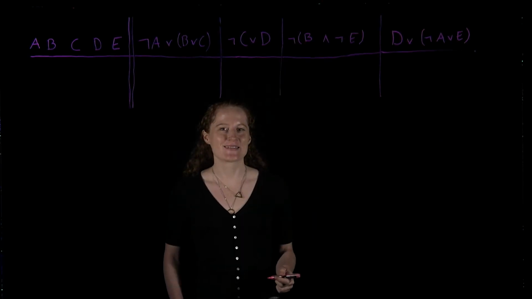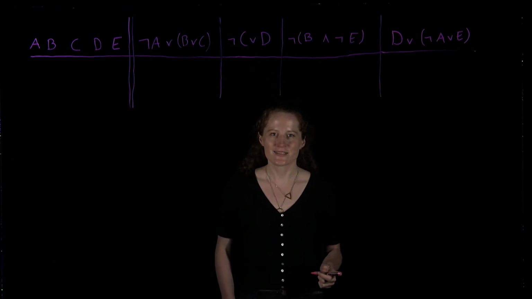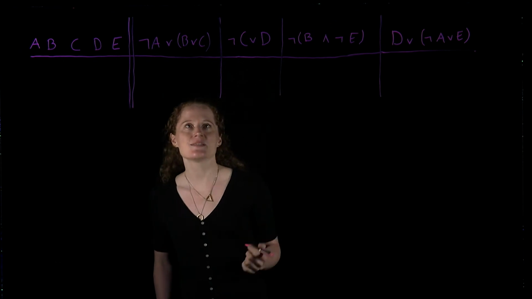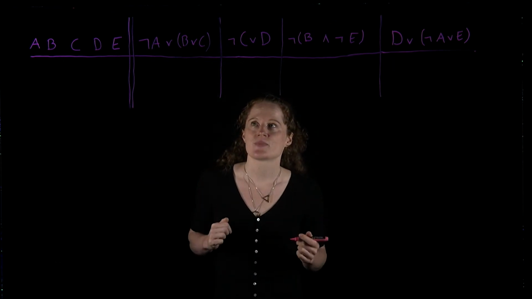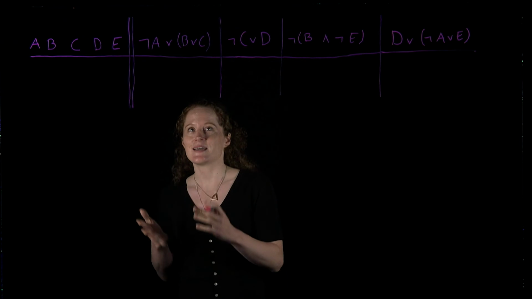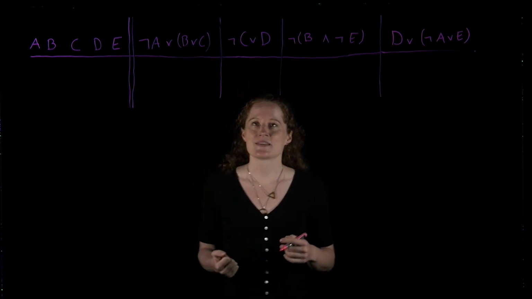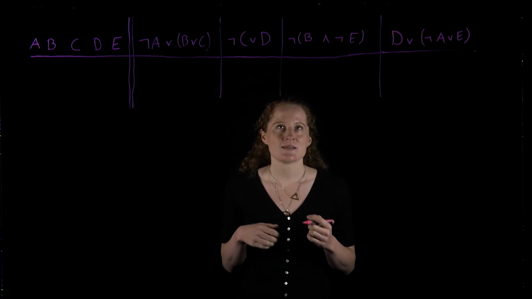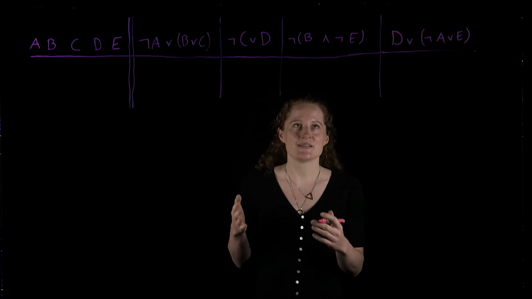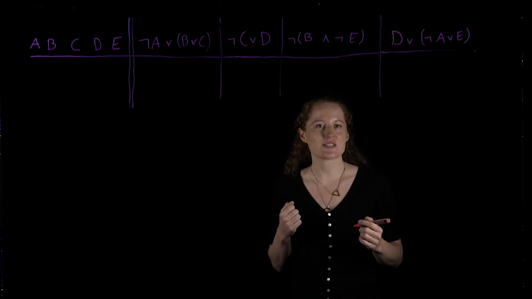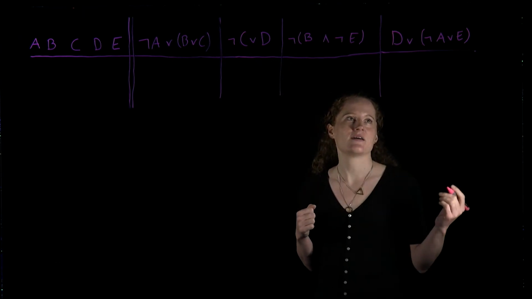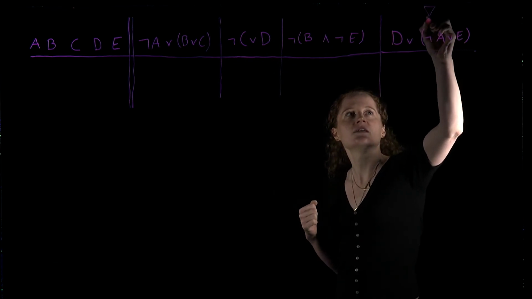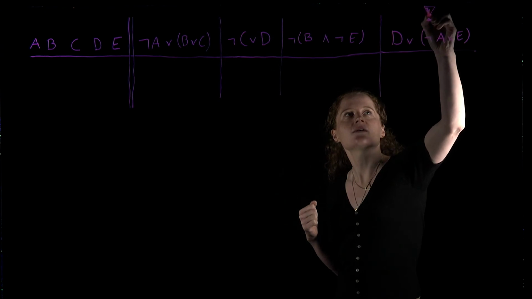Let's see how we can use a partial truth table in order to establish that an argument is in fact valid. So here's our argument. We have 3 premises. The first premise is not A or B or C. The second premise is not C or D. The third premise is it's not the case that B and not E. And our conclusion is D or not A or E. And I'll just put an exclamation mark above the conclusion here to remind you that this is our conclusion.